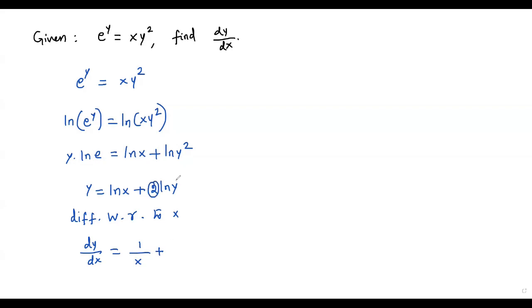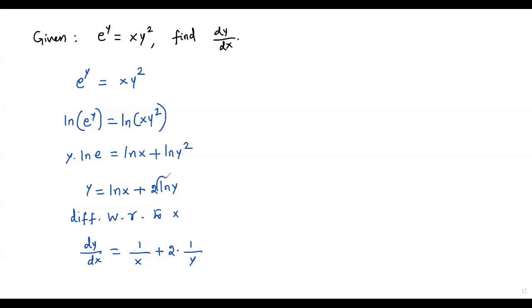Positive. So 2 is a constant multiplied by the variable. So when I find the derivative, if there is a constant multiplied by the variable, I have to keep the constant as it is. When I find the derivative of the natural logarithm of y, I have to write 1 in the numerator, and the argument of the natural logarithm should be written in the denominator.